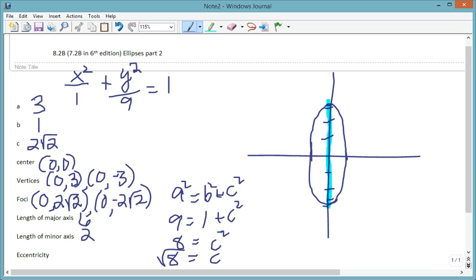The eccentricity is going to be 2 root 2 over 3. So that's our c over a. All right, and that's this ellipse. That's what we know about it.